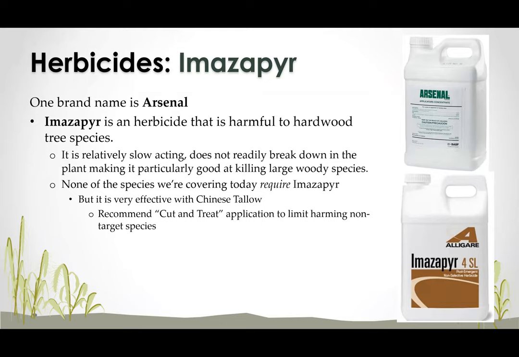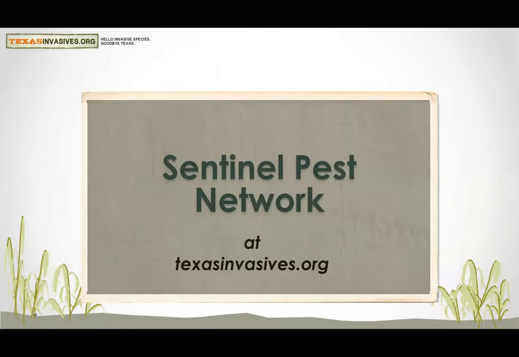But none of them require imazapyr as the treatment. So this one, it's just to be mindful of. Say you've got a ton of oak trees and you've got elephant ears surrounding the base of your oak trees and you're spraying Arsenal all over. Well, if that type of herbicide's harmful to your hardwoods, then you could be hurting your oak trees as well. So always be mindful of what's around and what these are known to harm. Again, that's why the cut and paint approach or direct spray is good for minimizing drift.